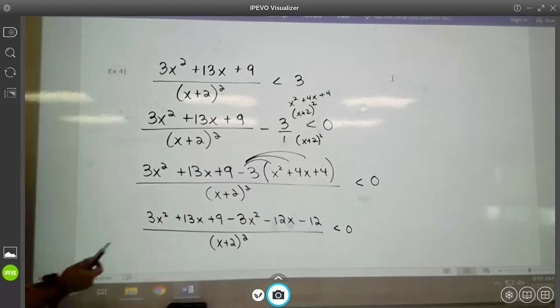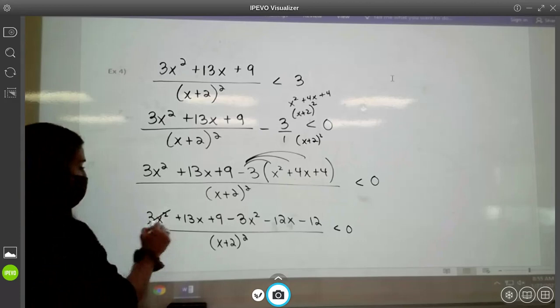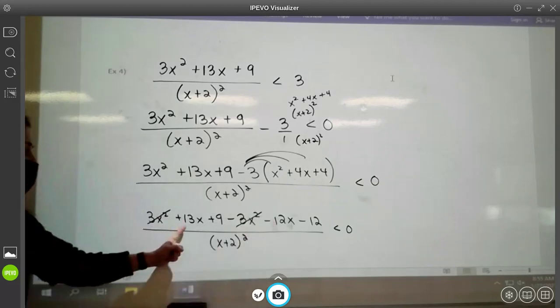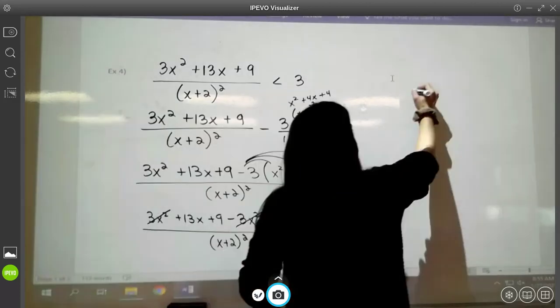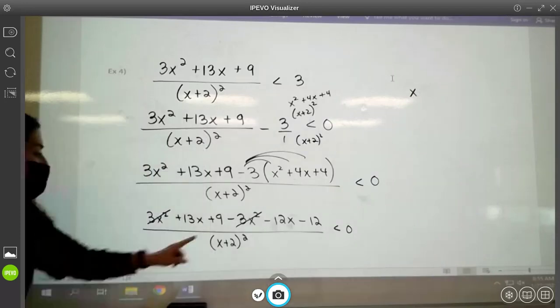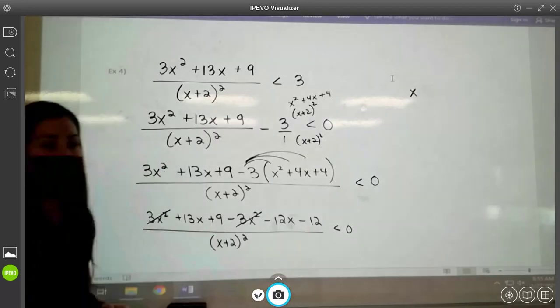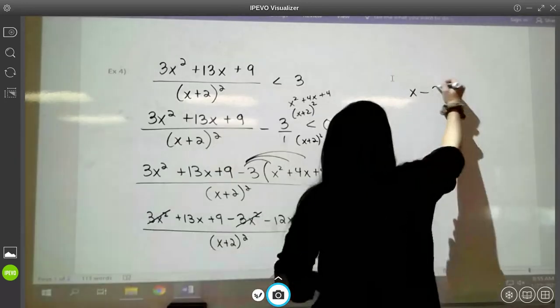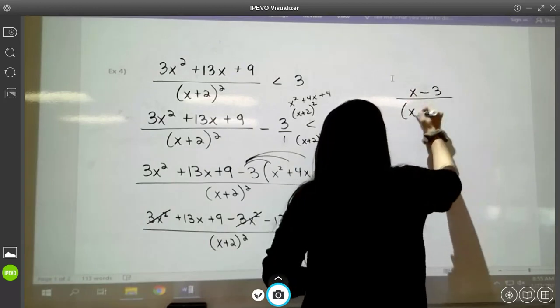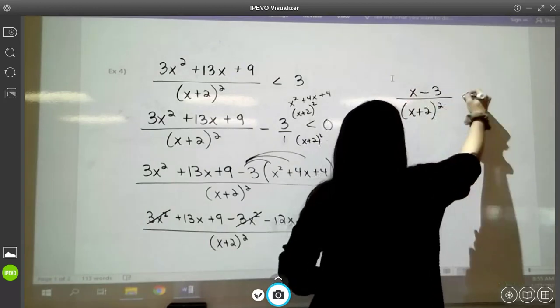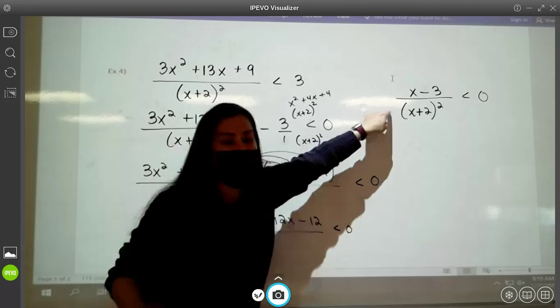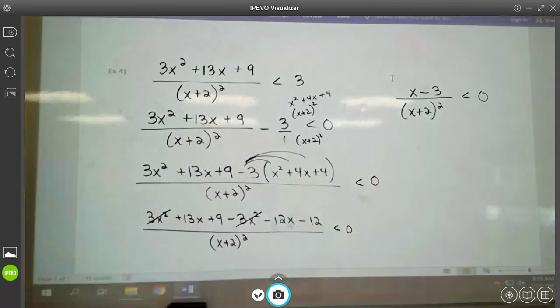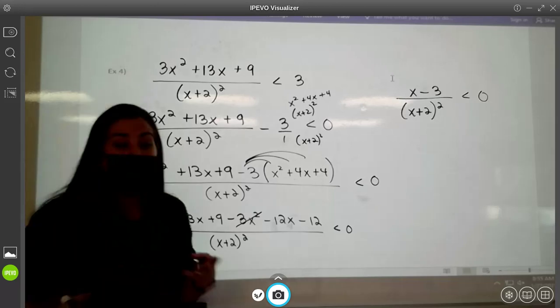So when we combine like terms, you actually get something fairly simple. They actually cancel. 13x take away 12x is 1x. Positive 9 and minus 12 is minus 3, all over x plus 2 quantity squared, less than 0. So it becomes that problem right there. And now we're back in business.